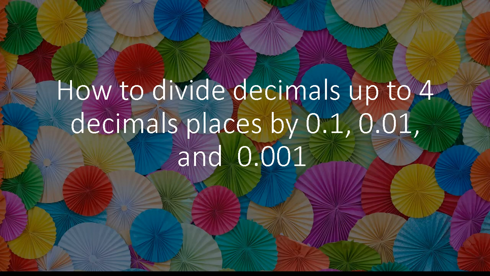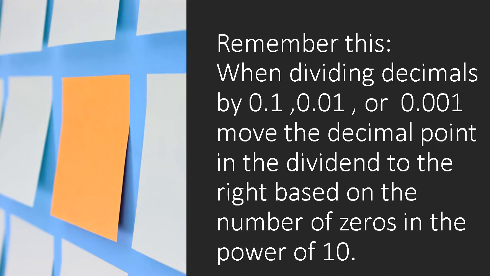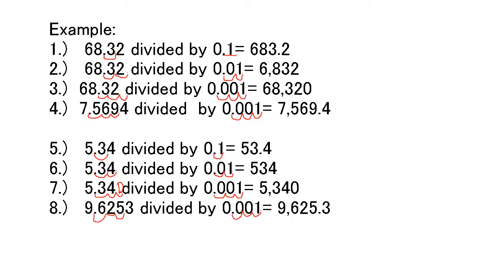Now we are going to learn how to divide decimals up to 4 decimal places by 1/10, 1/100, and 1,000. Remember this: when dividing decimals by 1/10, 1/100, or 1,000, move the decimal point in the dividend to the right based on the number of zeros in the powers of 10. We have here an example.